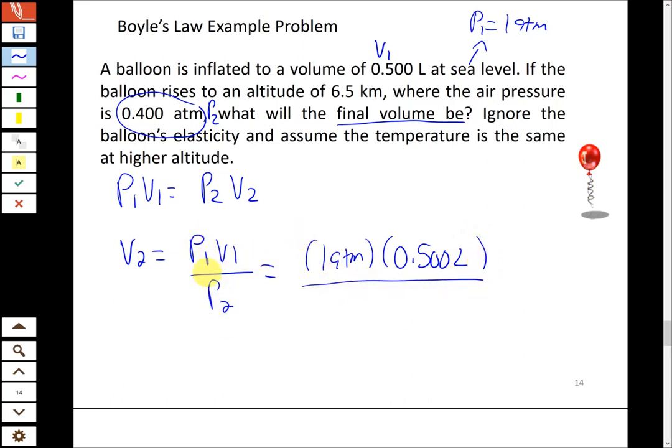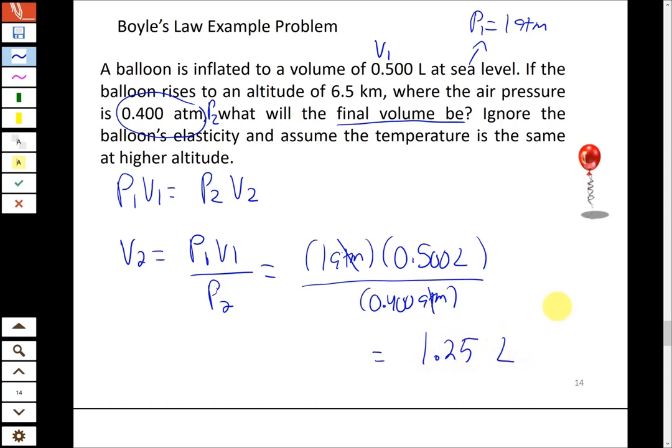The only important thing is that the two pressure values have the same unit. They don't have to be atmospheres. They don't have to be millimeters of mercury. They just have to be the same on the top and bottom. We're using atmospheres on the top, so we'll keep it at 0.4 atmospheres on the bottom. That ensures the pressure units cancel out, and that gives us an answer in liters. When we multiply this across, we get an answer of 1.25 liters.